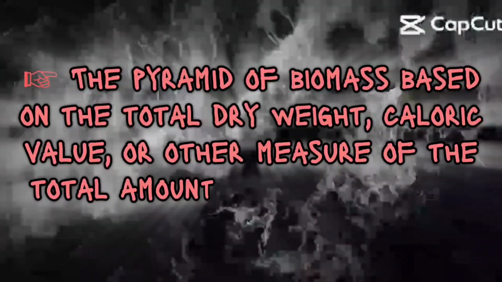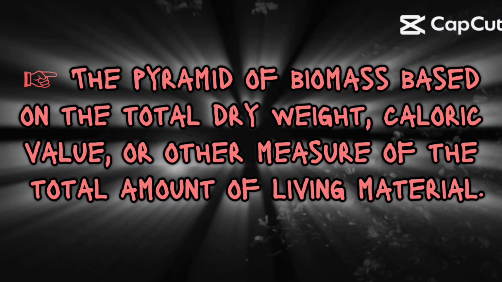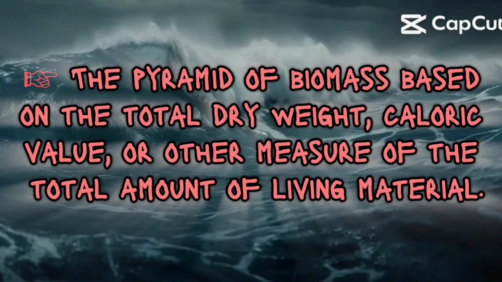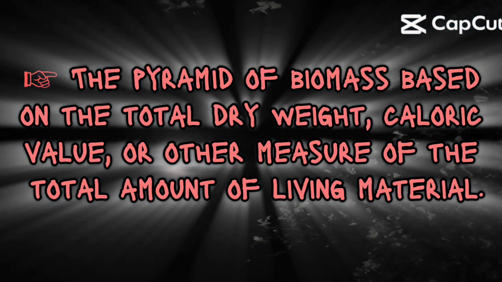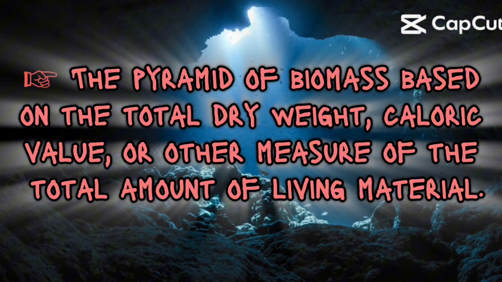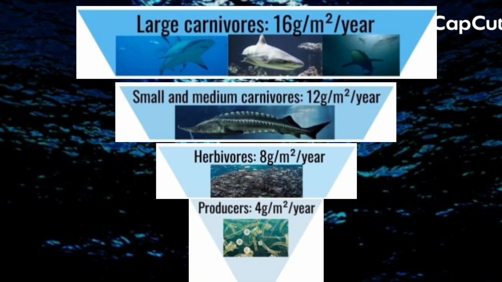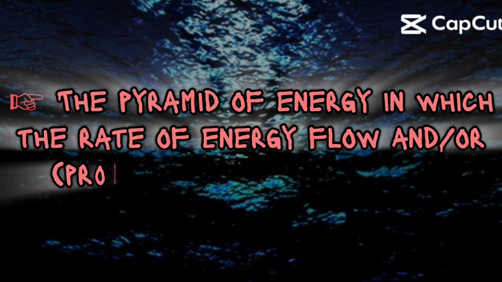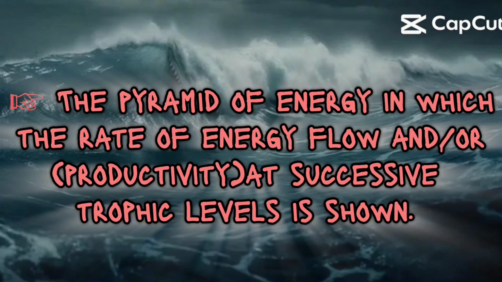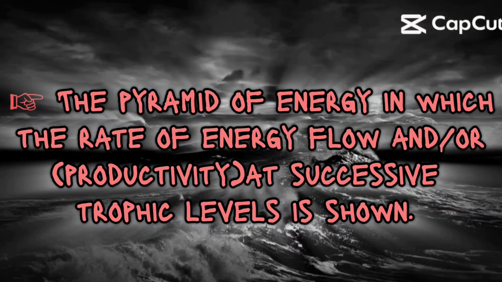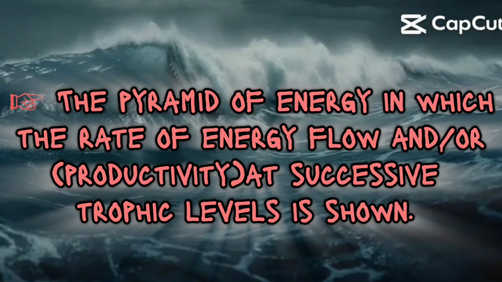The pyramid of biomass is based on the total dry weight, caloric value, or other measure of the total amount of living material. The pyramid of energy is one in which the rate of energy flow and/or productivity at successive trophic levels is shown.